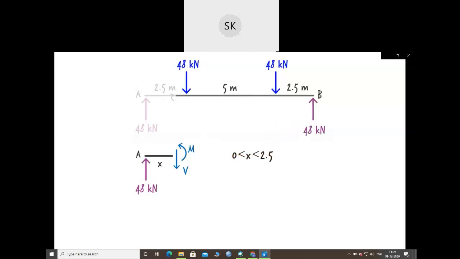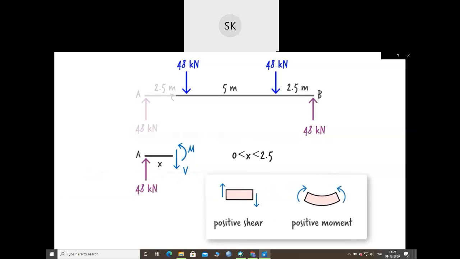At the cut point, we draw a shear force and a bending moment. These are drawn in the positive sense, meaning shear is acting downward and bending moment is acting in the counterclockwise direction. This notation is consistent with our sign convention, according to which a positive shear tends to rotate the beam segment in the clockwise direction, and a positive moment causes a concave up deformation.